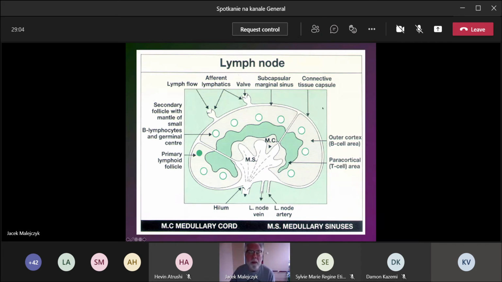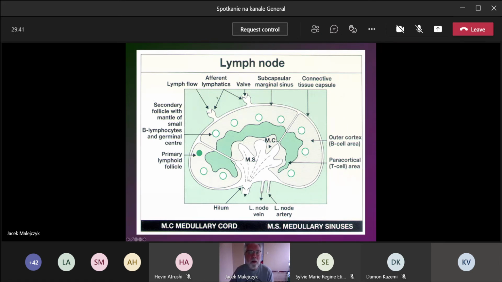The capillaries make a network. They are arranged into bigger vessels, and these vessels form a network, and in the eyes of this network we have lymph nodes. This is a typical structure of the lymph node. As you see, the lymph flows in by a few lymphatic vessels, and it goes out with one efferent lymphatic vessel.